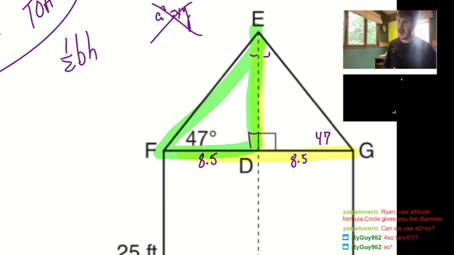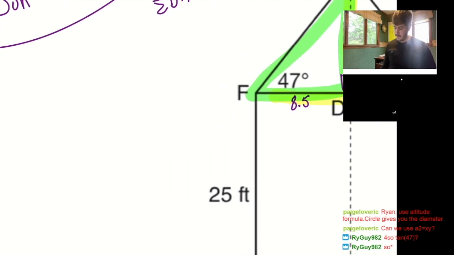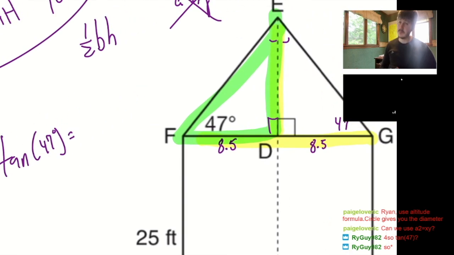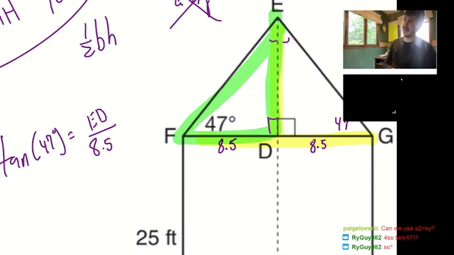Can't use that. You're going to have to use tangent of 47, opposite and adjacent. So tan of 47 equals opposite, which is ED, over adjacent, 8.5. Yeah, that's how I would find the height or the altitude to this triangle.